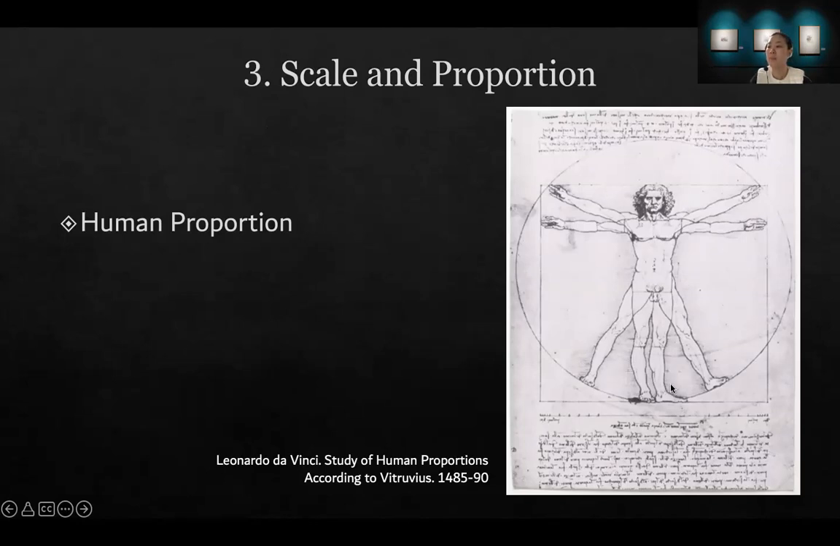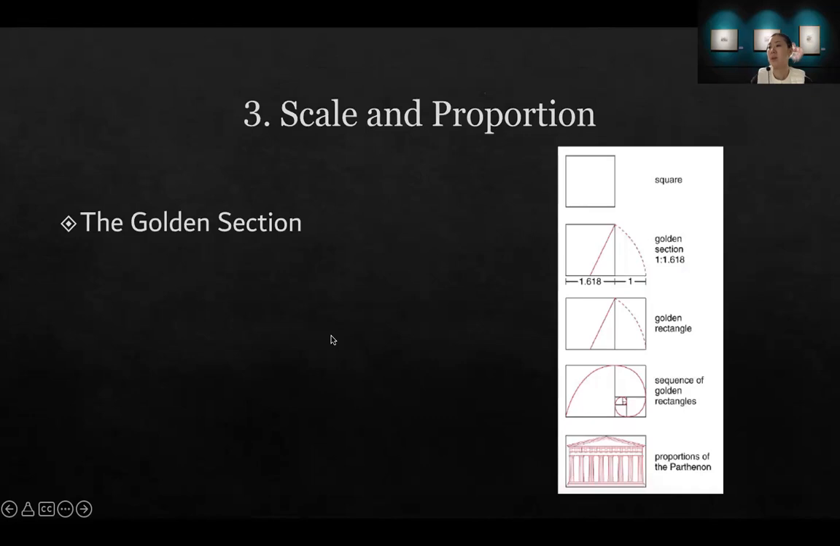That proportion can make a perfect square, just like this. Also, when we open our legs and arms with certain angles, like this image, then we can make a perfect square. And now let's see the golden section.